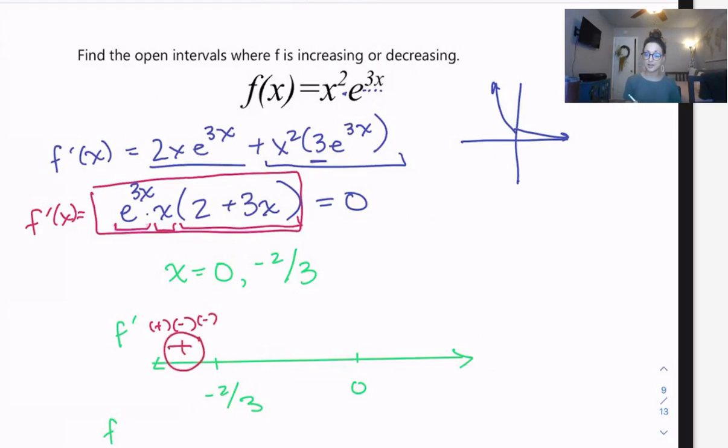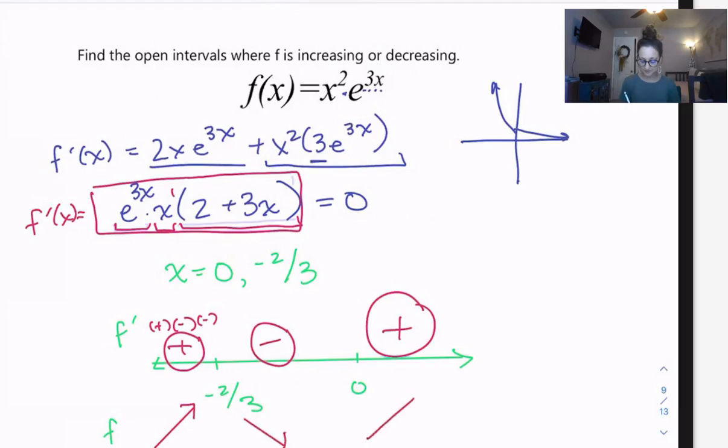And now I can go look at the associated factors with these critical points. So the negative 2/3 came from here, which has a multiplicity of 1, which is odd. So I'm going to switch, and I will also switch at 0 because its multiplicity was odd as well. Okay, so f is going to go increasing, decreasing, increasing.